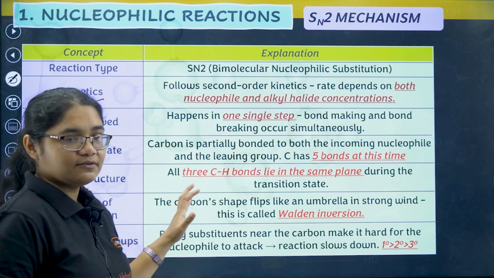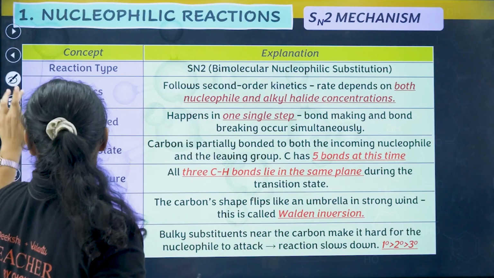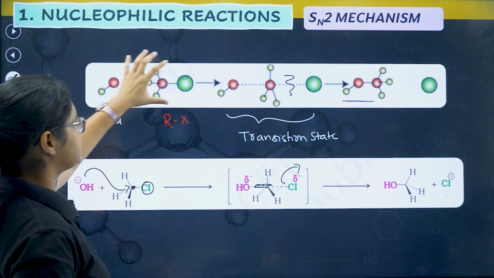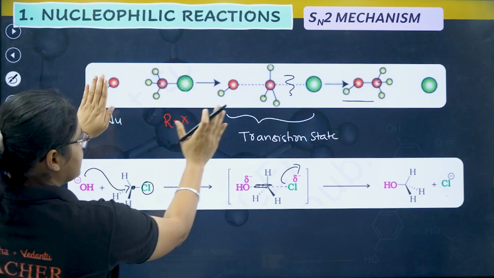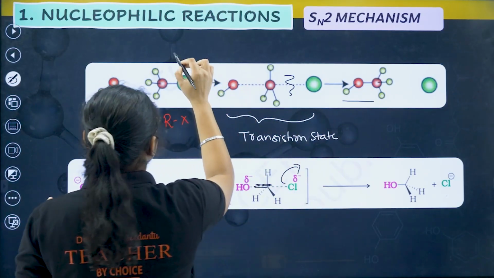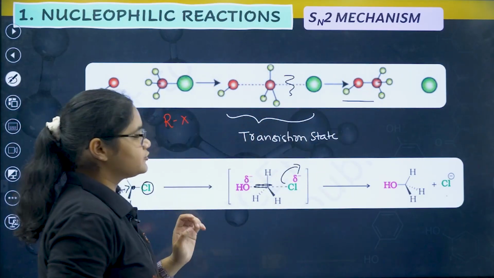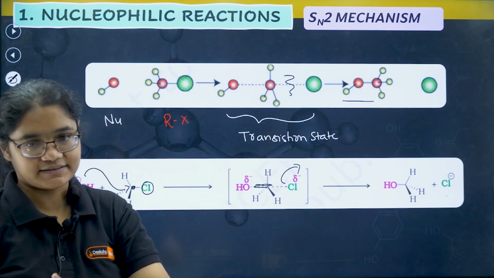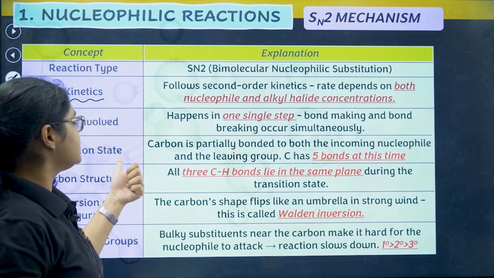Next, what are the steps involved? It is a single step reaction. You can see here, this is a one step reaction. Nu is present, RX is present, they form a bond and then one bond is broken. So this is the reaction step, this is the intermediate and this is the product. The reaction happens in a single step here. Next, what is the transition state?